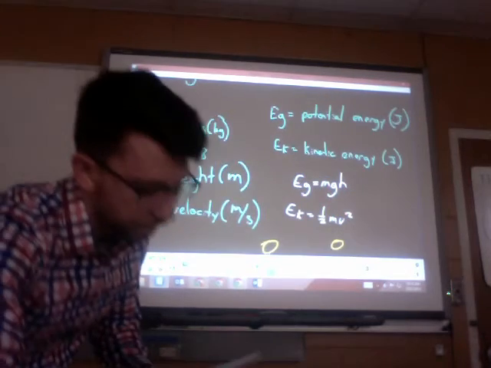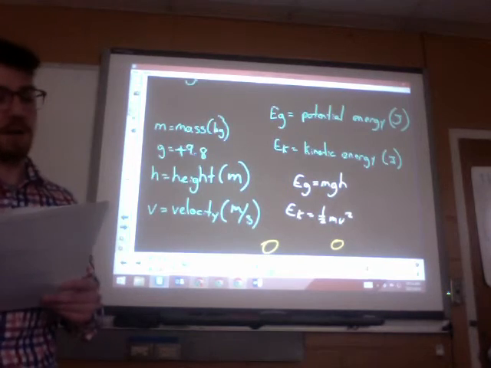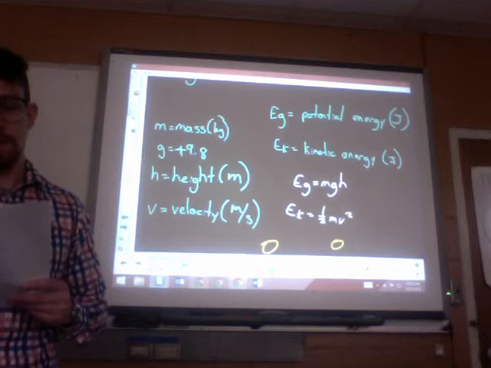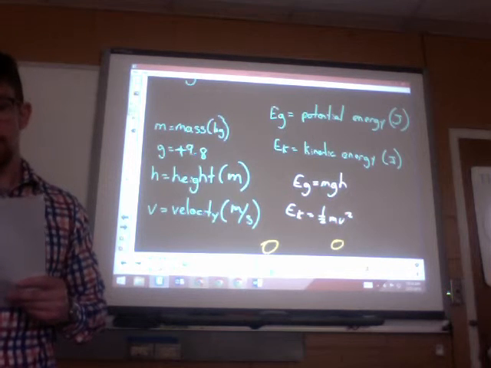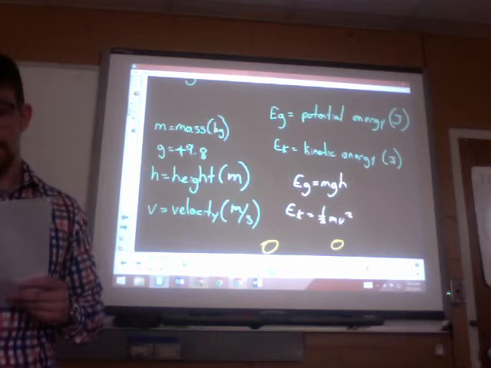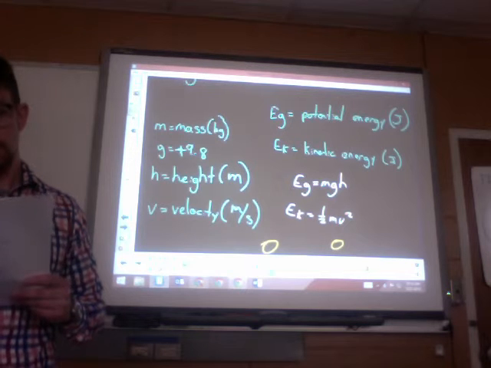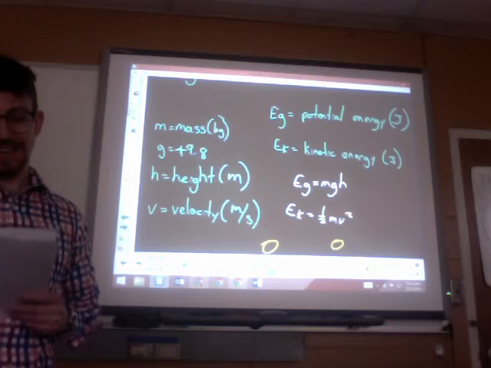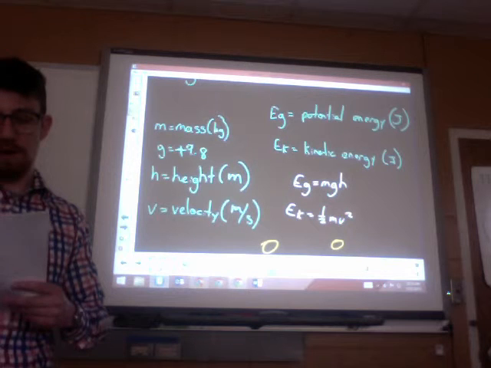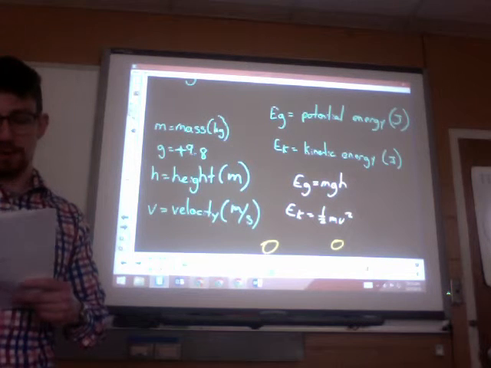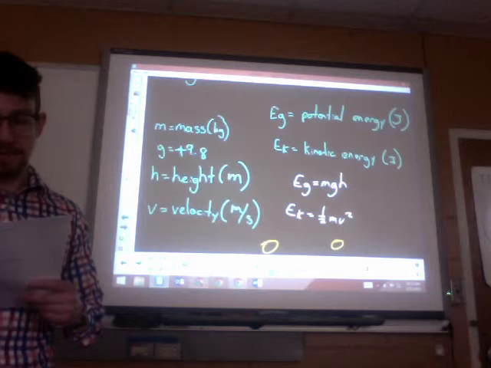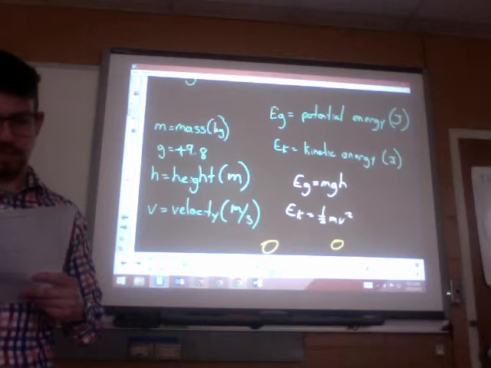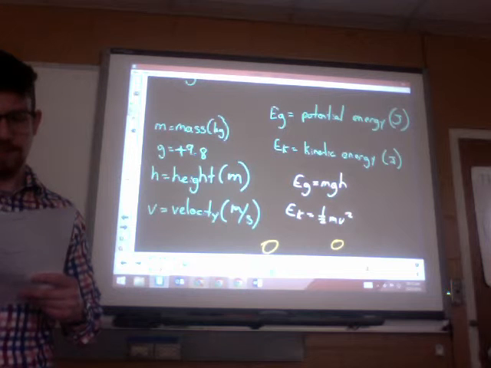Okay. A 47-gram golf ball is driven from the tee with an initial speed of 52 meters per second. Use the conservation of energy to calculate the kinetic energy of the ball when it reaches a height of 24.6 meters. Let's go over that again. So, look through that again. What are we going to calculate?